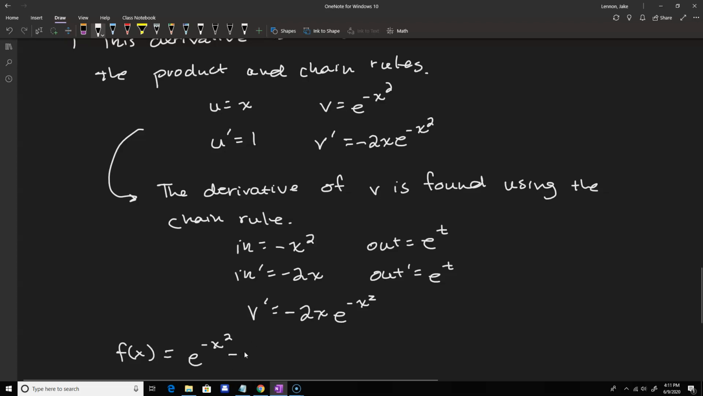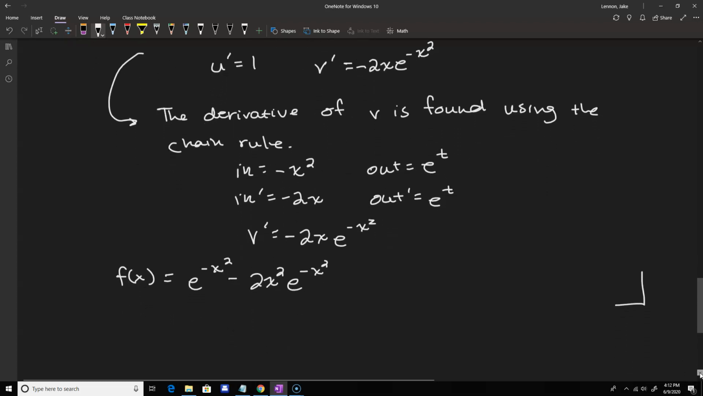So I'm just going to write a minus here. And then it's going to be 2. The x times x is going to make it an x squared. And we have e to the minus x squared. And that is the end of finding the derivative. So it might not look super pretty, but in fact we are finished. Okay, let's go ahead and look at another example.